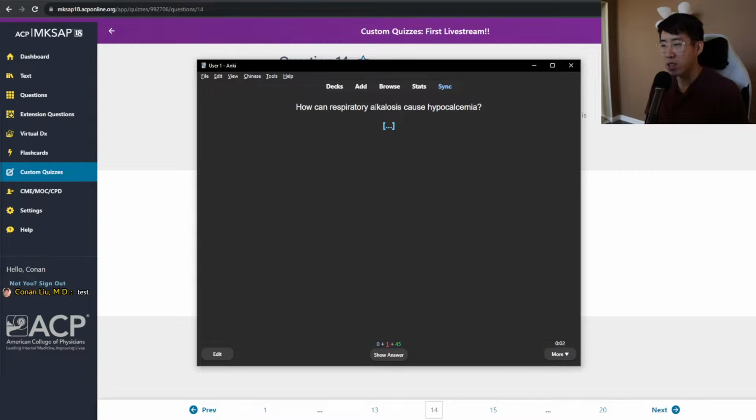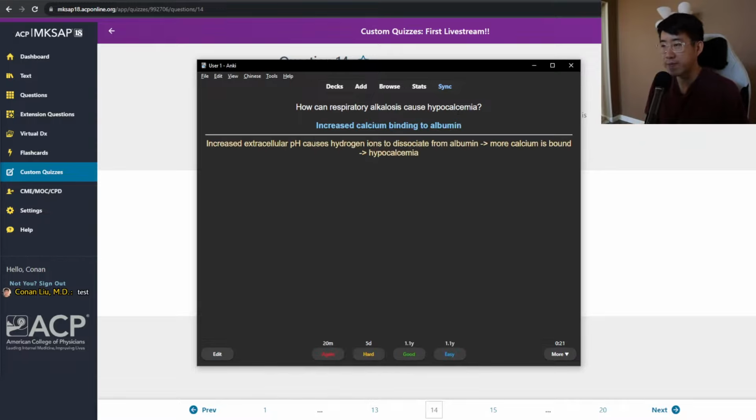How can respiratory alkalosis cause hypocalcemia? So respiratory alkalosis is going to cause hydrogen ions to unbind from albumin, and then calcium is going to bind to the albumin, and that way the calcium in your bloodstream is actually going to go down.